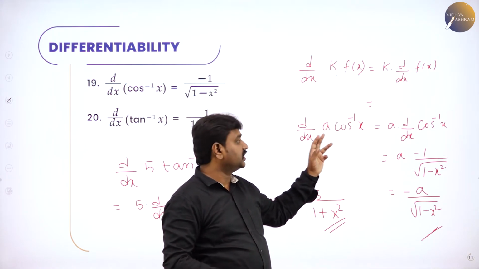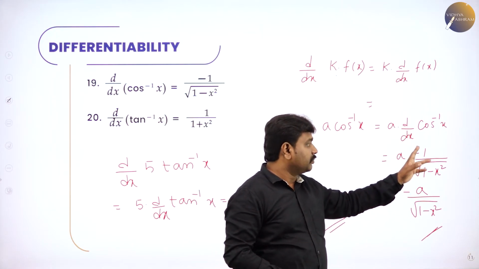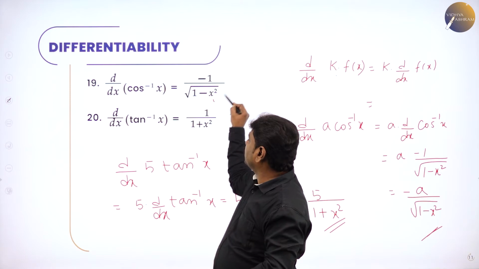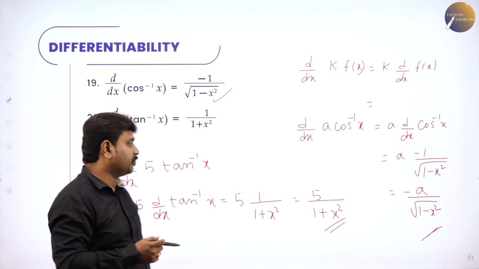You know a is a constant. Take a out and apply d by dx for cos inverse x. What is the derivative of cos inverse x? Minus 1 by root of 1 minus x square. Here I wrote the formula. But from my next session, you should know the formula and you can apply it directly.